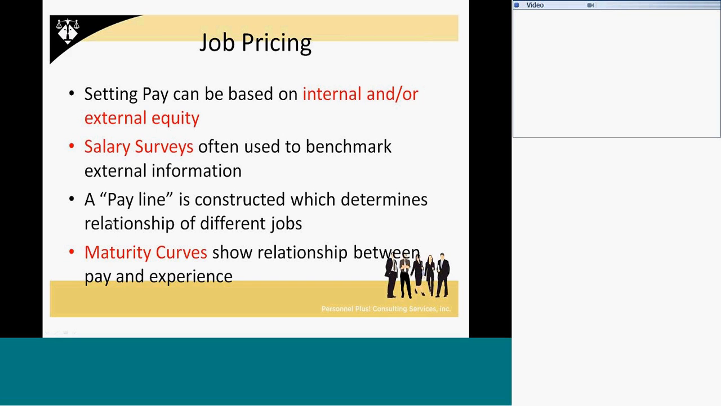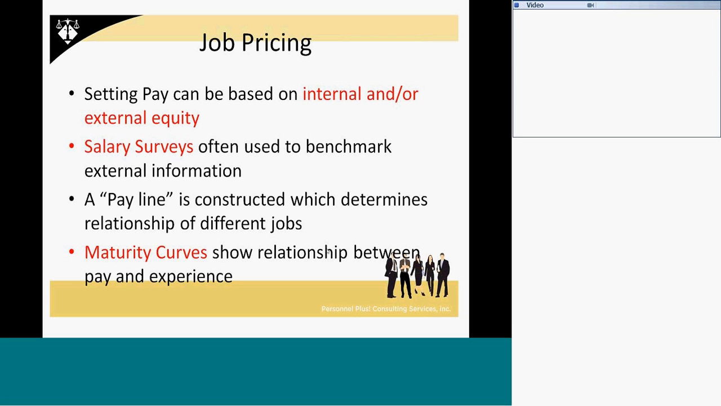Once you collect external information, you typically have something called a pay line, which connects the midpoint or the salary parity points for each job grade. Maturity curve is a term that describes a relationship between pay and experience. So in other words, one point on the curve would be: if they have 1 year of experience, what do they make? If they have 5 years of experience, what do they make? What do they make if they have 10 years of experience?